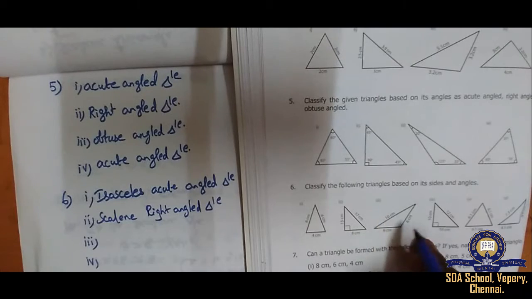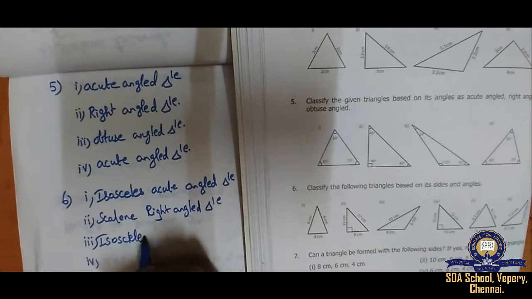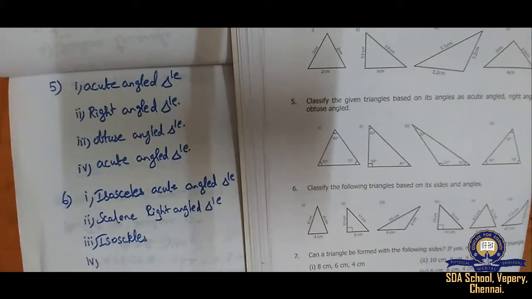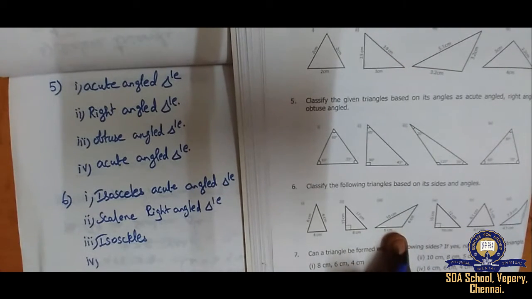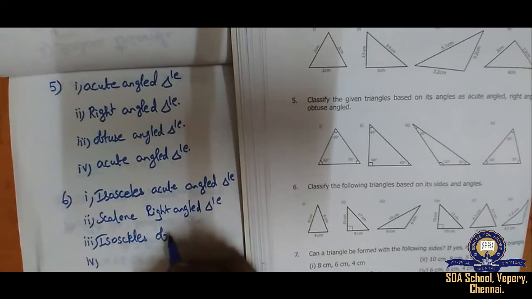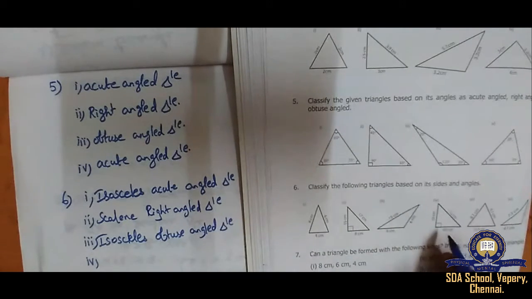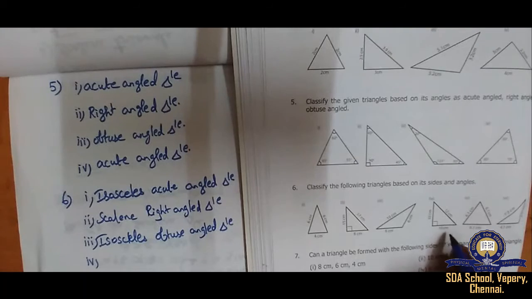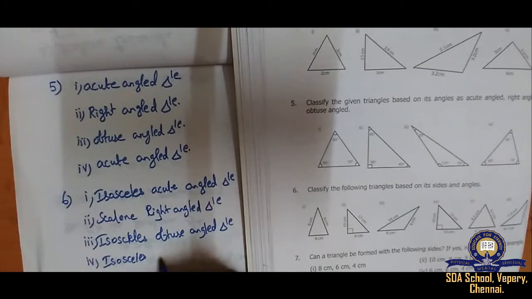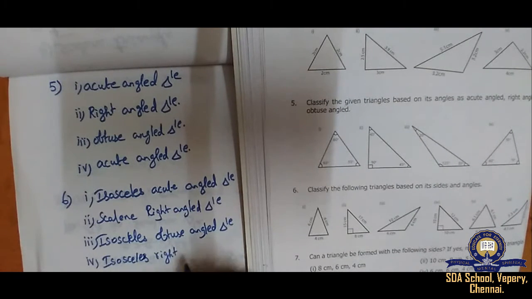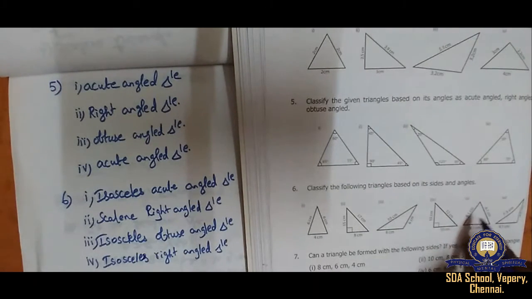6, 6, 10. If two sides are the same, isosceles. And what angle is it? Obtuse angle. Isosceles obtuse angled triangle. See here, 10, 10, 12. Two sides are the same. That means isosceles. It is given as a right angle. Isosceles right angled triangle. Next, fifth question. 6.1, 6.1, 6.1.